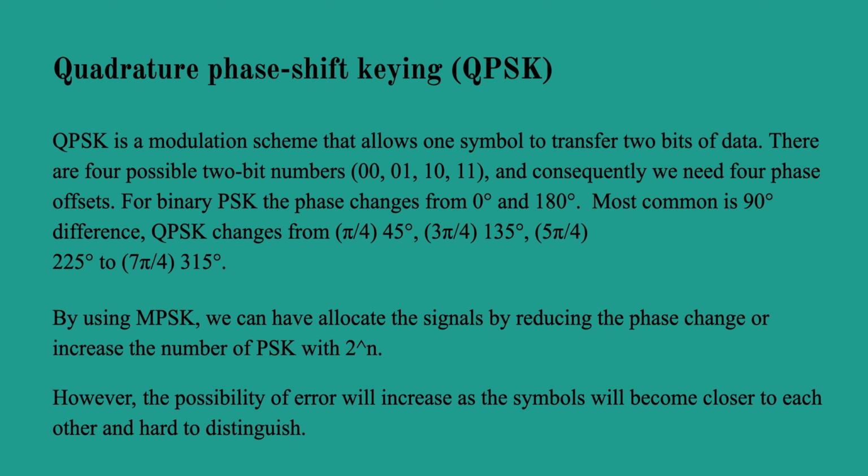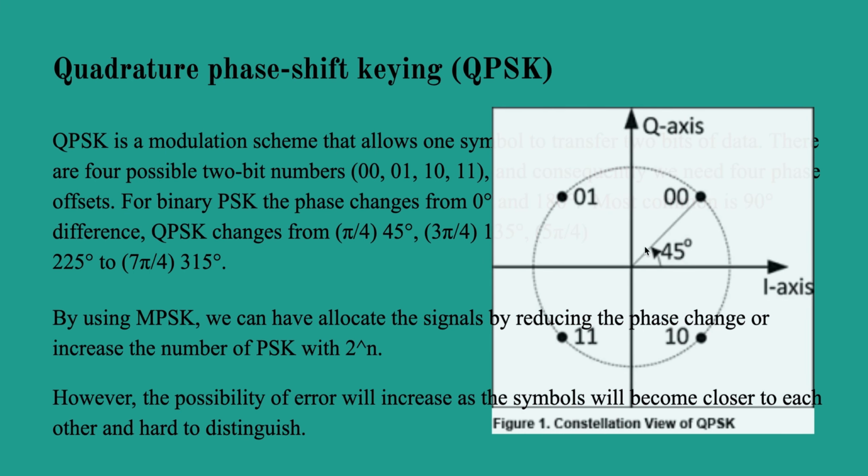By using MPSK, we can allocate more symbols by reducing the phase change, or increasing the number of PSK phases to 2 to the power of n, for example 4PSK, 8PSK, or 16PSK. However, the possibility of error will increase as the symbols become closer to each other and harder to distinguish. Simply put, it is hard to determine which symbol is which. You can see here the symbols 00, 01, 11, 10, the constellation view of QPSK. But if you gather more, it will be 01 here, 11 here, so the symbols get closer.